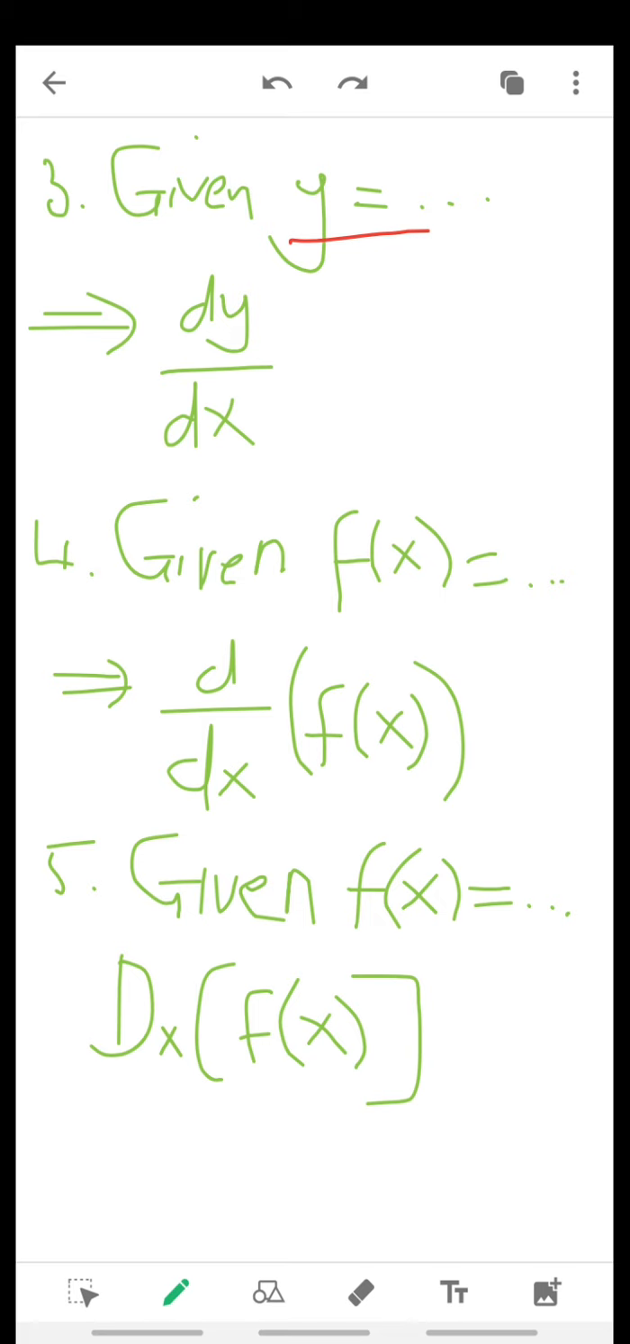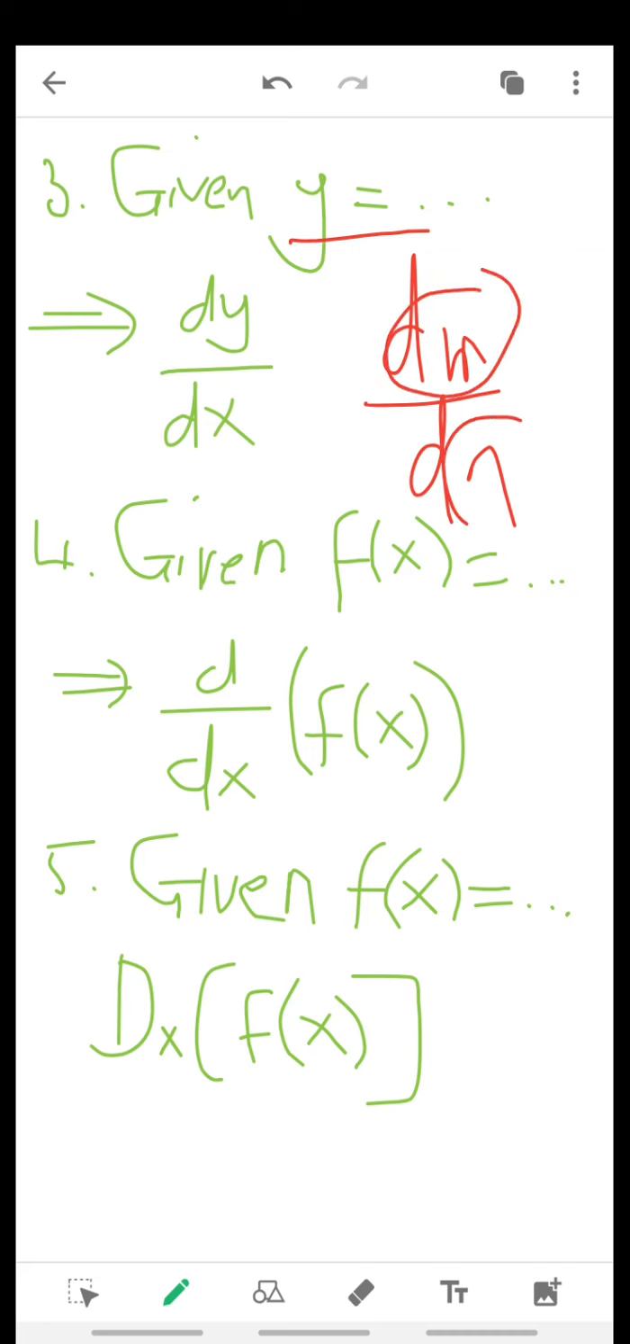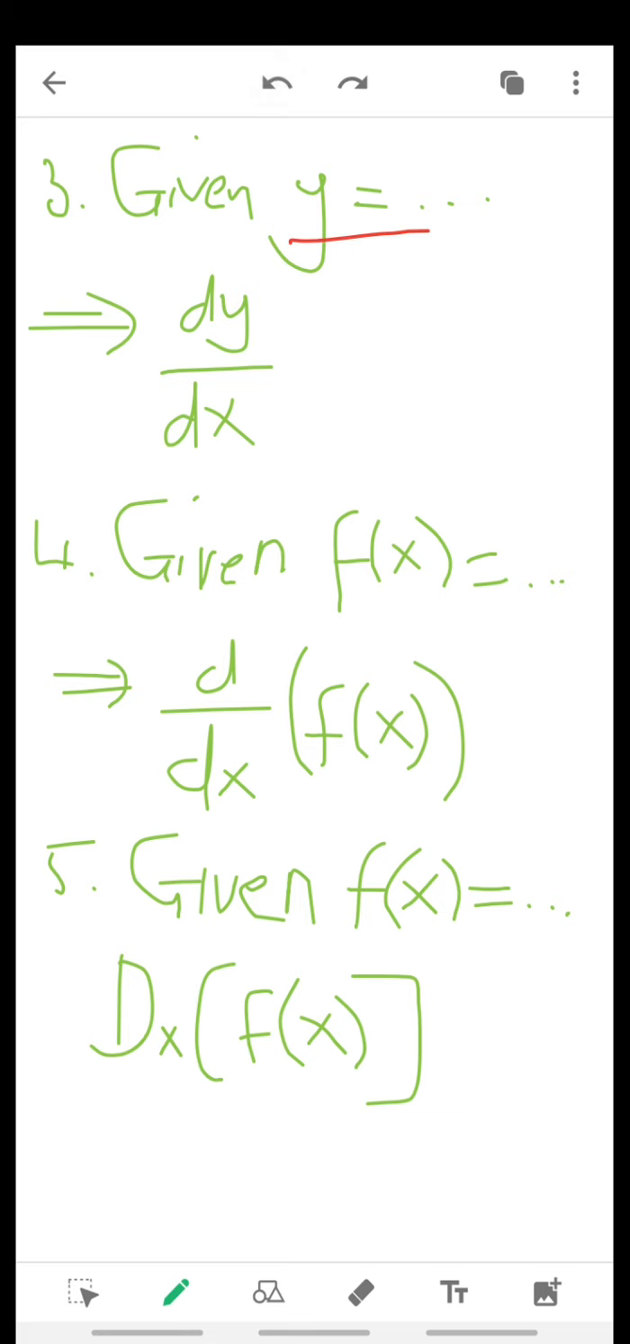So in a way, let's say I've got dm over dn. From the given equation, you will have to make m the subject of the formula and then derive the variable n. This is very important because sometimes the equation may not be given in a standard form, and that's where you need to start. First, make one of the variables the subject of the formula and then derive the other variable.